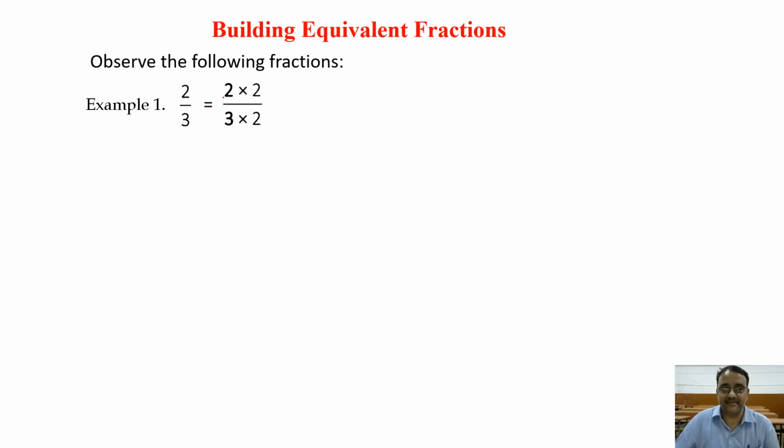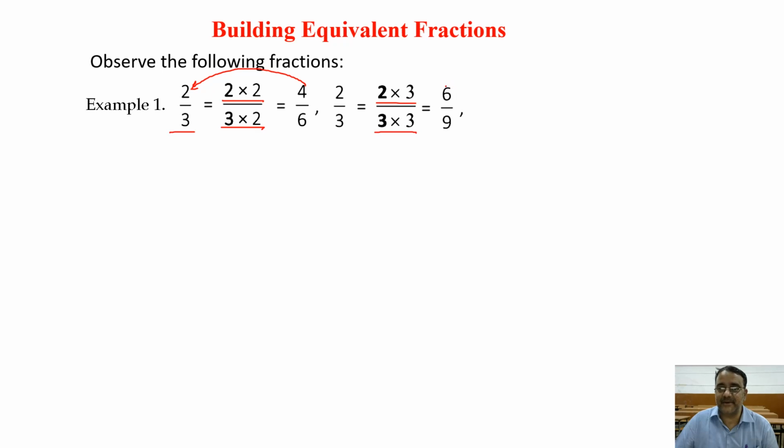So what are we getting? 4 by 6. Very good. So 4 by 6 is an equivalent fraction of 2 by 3. Again 2 by 3 we are multiplying with 3. So what are we going to get? 6 by 9. Very good. So 6 by 9 is also an equivalent fraction of 2 by 3.